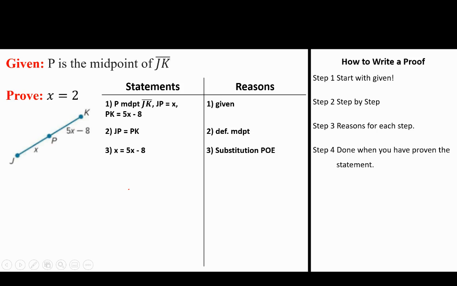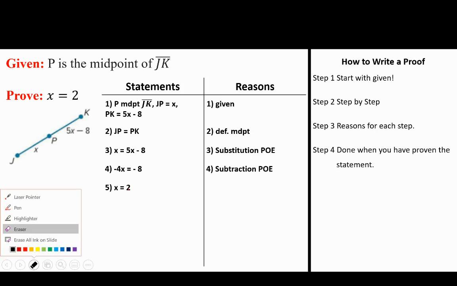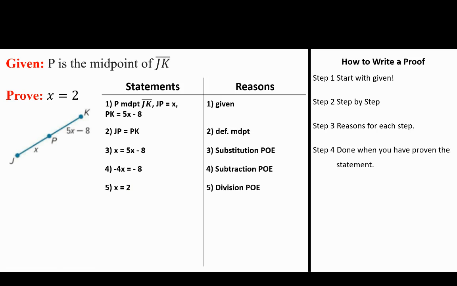Now, from here, it looks like I just have an equation, kind of like we worked on yesterday. So my next statement is going to be negative 4X equals negative 8. What did I do? Well, I subtracted 5X on both sides, meaning my reason is the subtraction property of equality. From there, my last statement is that X equals 2. What did I do there? I used the division property of equality. And I know I'm done because I've gotten from my givens all the way to what I'm trying to prove using reasons the whole way. So that is what that proof should end up looking like.